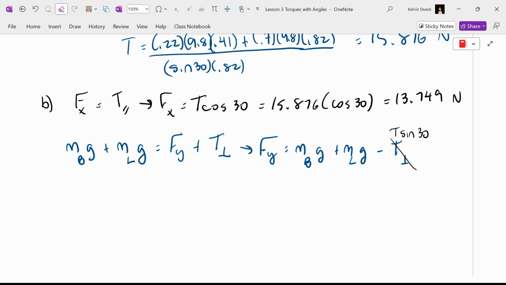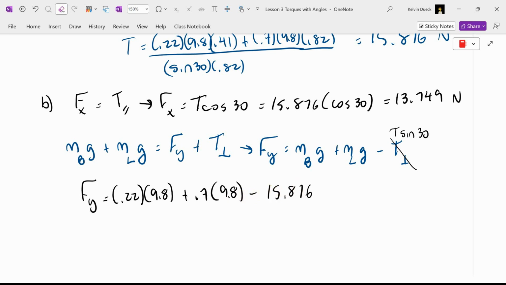Lots of substitution here. We're going to get Fy equals, what was the mass of the beam? 0.22 times 9.8 plus 0.7 times 9.8 minus 15.876 sine 30.